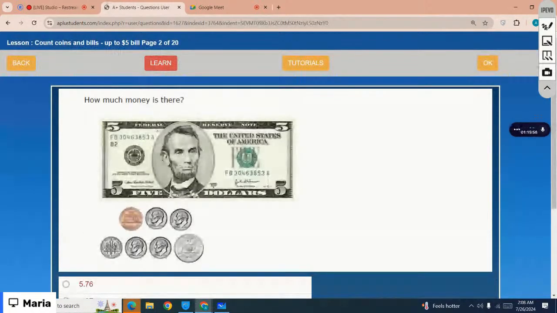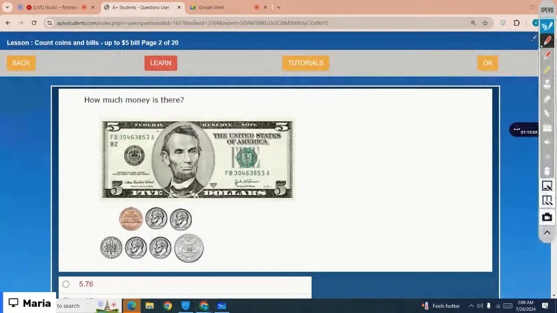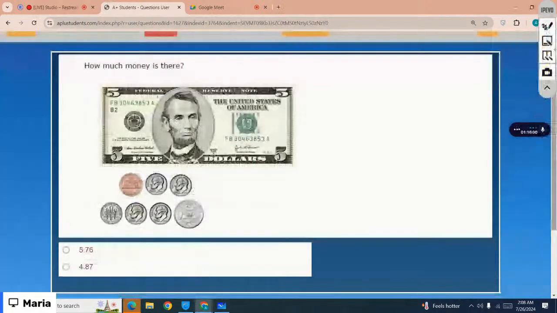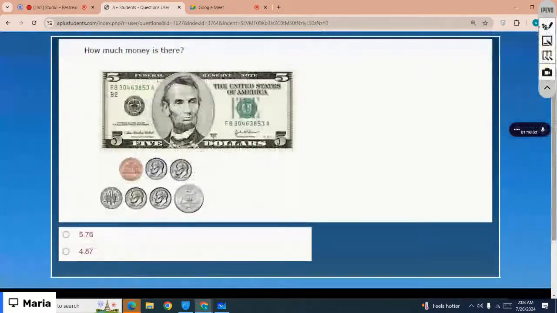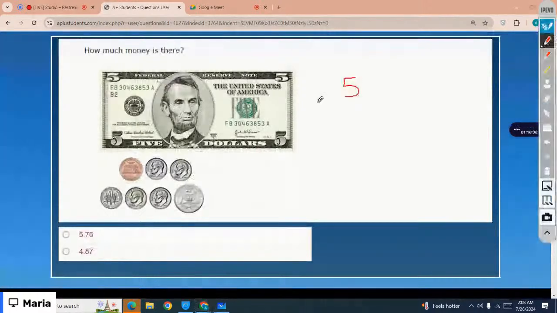Okay, how much money is there? Let's count the money, right? You have a $5 bill, so that is 5. Now you have one quarter. You count the quarters by 25, so that is 0.25, right? Then you have one, two, three, four dimes. You can count the dimes by 10, so that is 0.10. You just add four times.